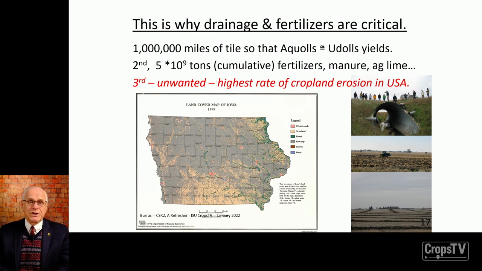By the way, of course, another limitation in Iowa that we very much face and have to deal with is that our system has also given us the highest rate of cropland erosion in the United States. For the last 80 years, the United States has kept track of what states have the highest corn yields. On average, Iowa is typically the number one state, as we know. Over that last 80 years, the United States has also kept track of its erosion rates, and we've led the United States in erosion rates from our cropland.